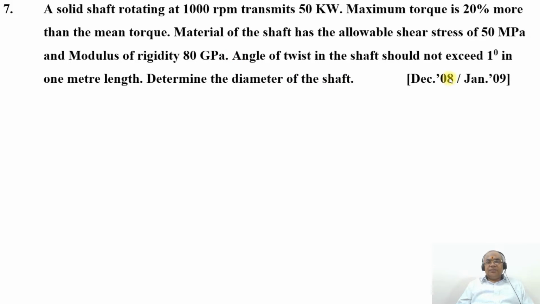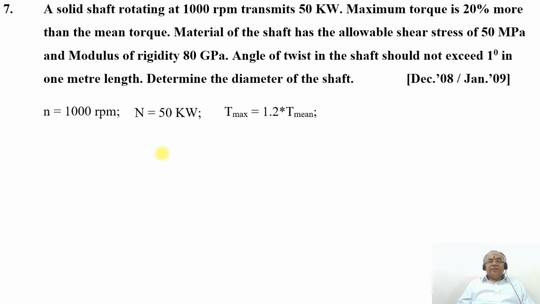So it has been asked in December 2008 and January 2009. So here, the solid shaft rotating at 1000 RPM, so small n is 1000 RPM, and capital N will be equal to 50 kilowatt. The maximum torque is 1.2 times the T mean, because it is 20% more than the mean torque.